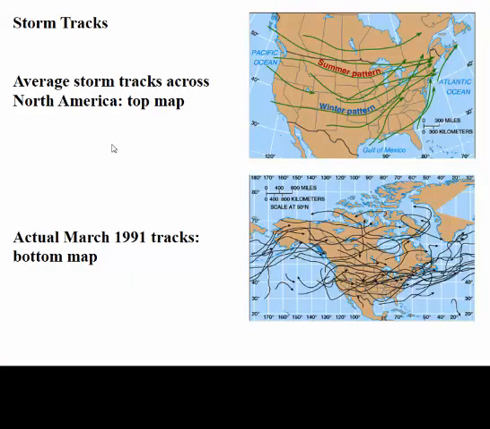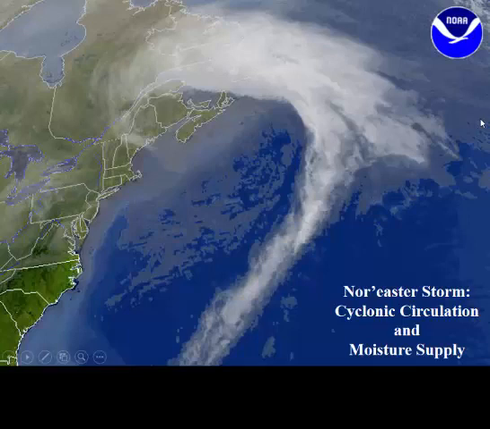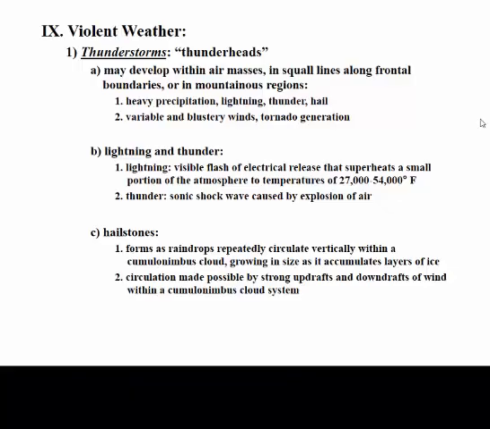And then you can see your storm tracks in general in the United States. We work from west to east. And then you can see the satellite conditions, and then what these station models mean. And these cyclonic circulations and moisture supplies. Violent weather, we've got thunderheads or thunderstorms. Lightning is the visible flash. Thunder accompanies lightning with the explosion or the expansion of air.